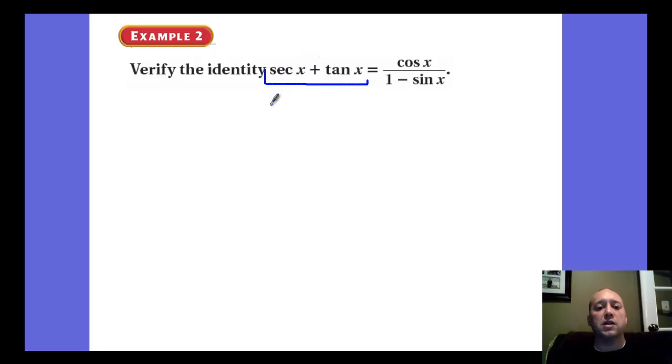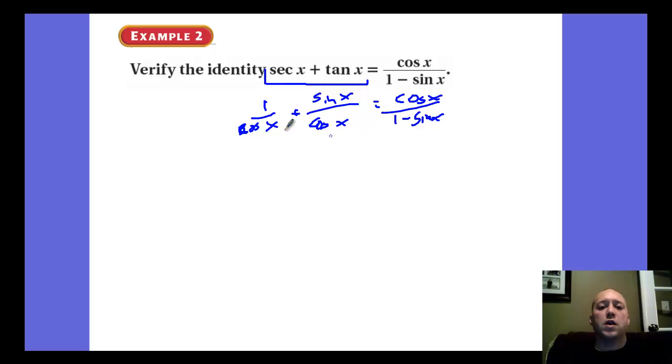The secant here will be 1 over the cosine x, plus tangent, which is sine x over cosine x. And then the right-hand side is doing the same. So the left-hand side we can add, because it already has common denominators, with 1 plus the sine x over cosine x equals cosine x over 1 minus sine x.